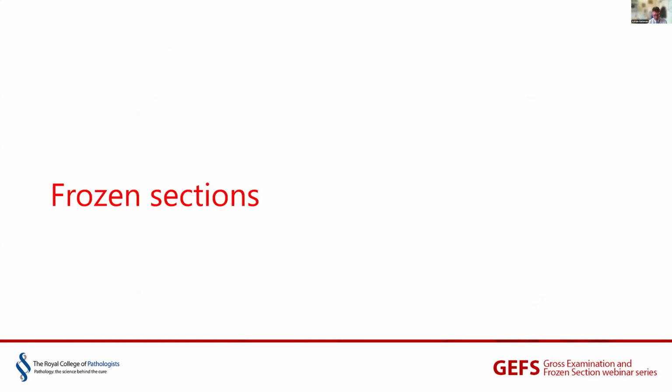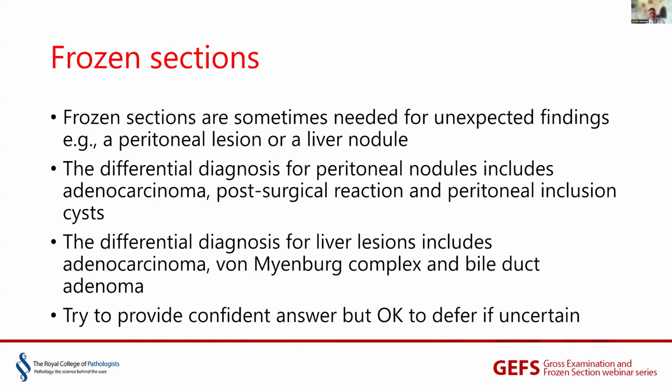Okay, so near the end of the talk now, briefly talk about frozen sections. These are not that common in my experience in GI pathology, perhaps more common in HPB pathology, hepatobiliary pancreatic pathology, which I also practise. However, when we do get frozen sections, it's usually for unexpected findings, for example, a liver nodule or a peritoneal lesion. Just before doing this webinar, I was looking at a patient's paraffin sections. They'd had frozen sections in exactly this setting, but in fact for pancreatic cancer, and unfortunately they showed tumour, so that might be the case also with a colorectal cancer patient.